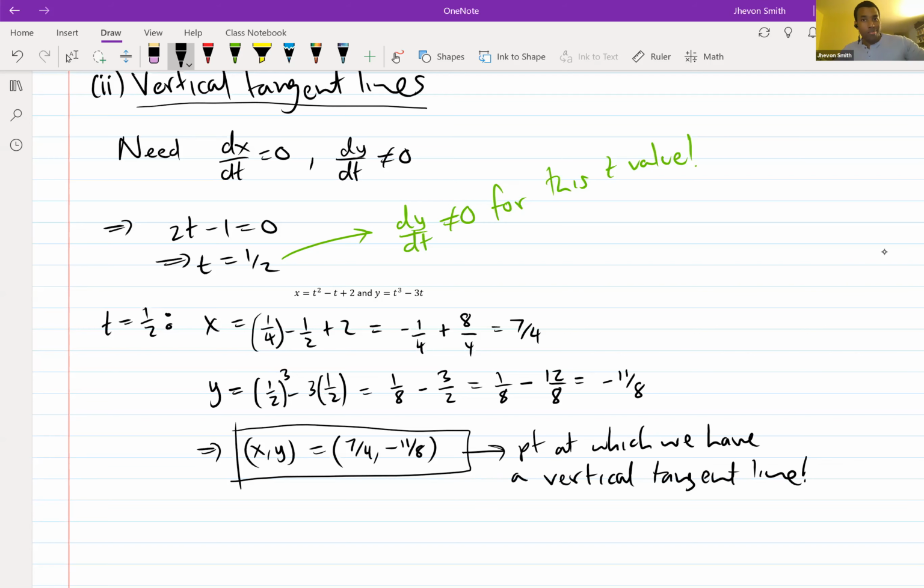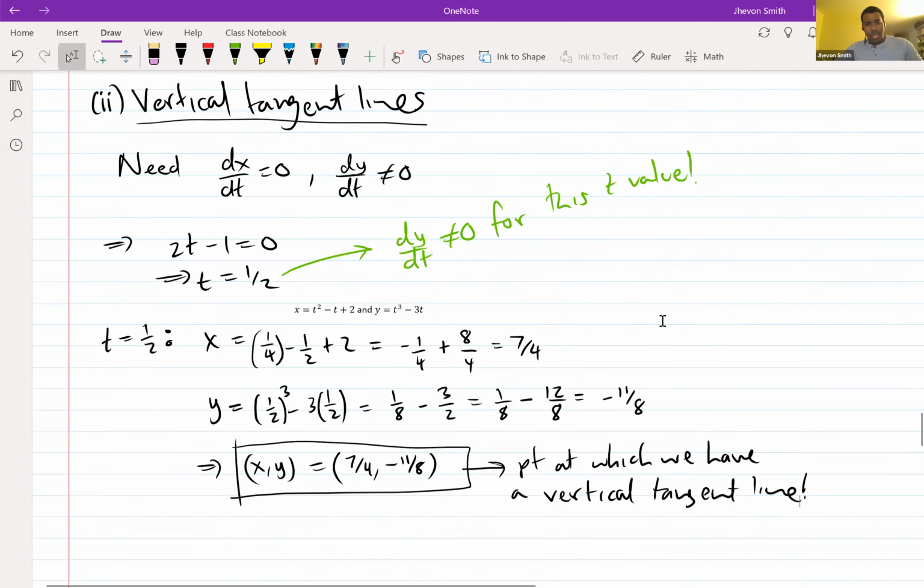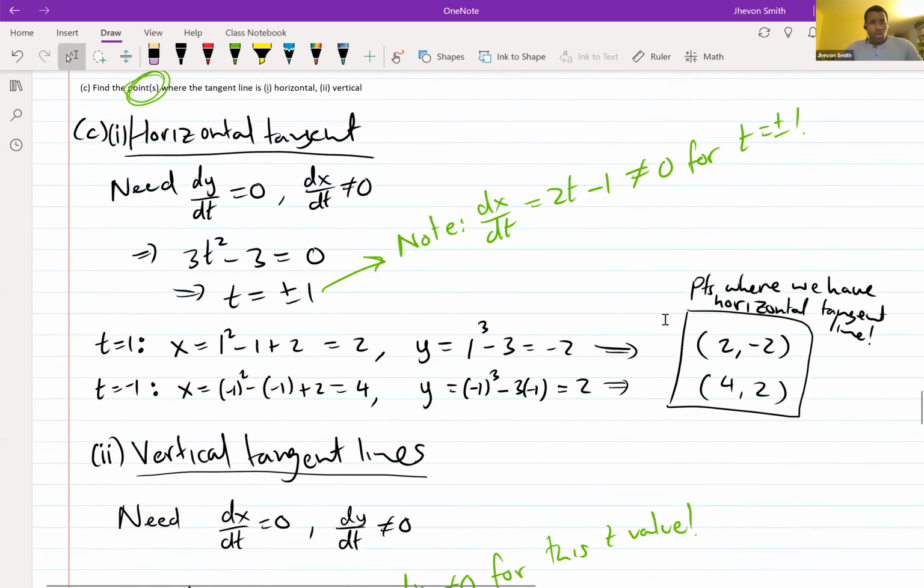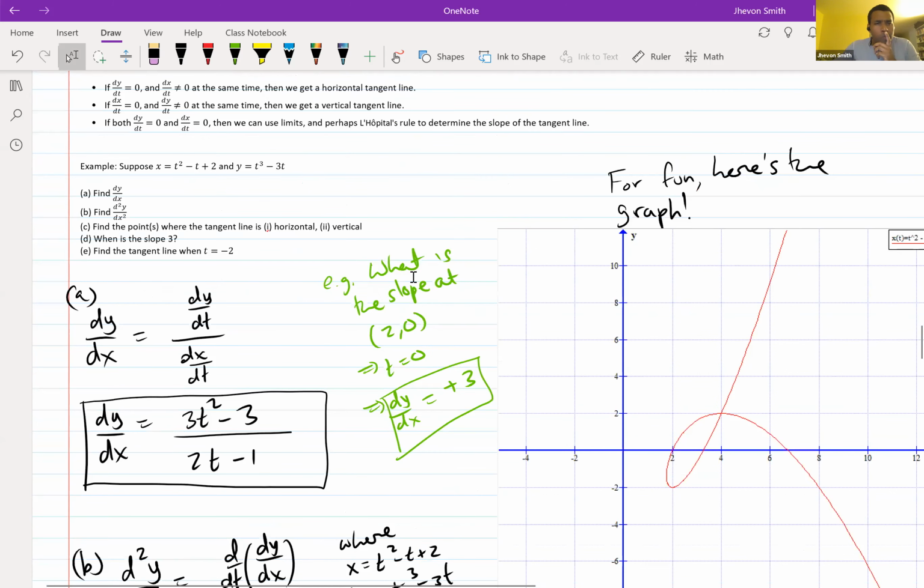There we go. Hopefully that wasn't too bad. What else do we want to do here? When is the slope 3? Let's copy this here.